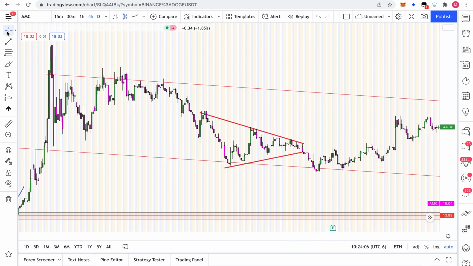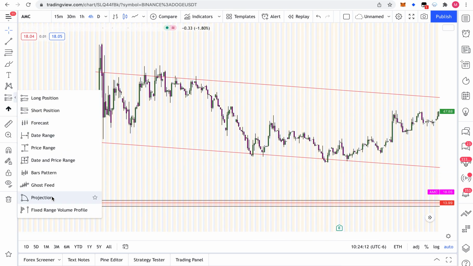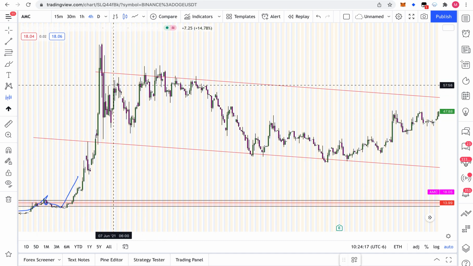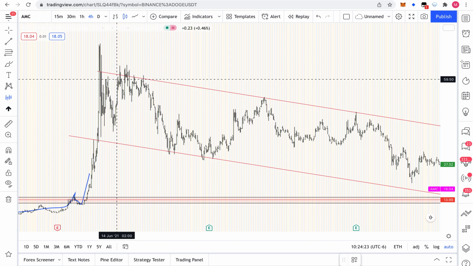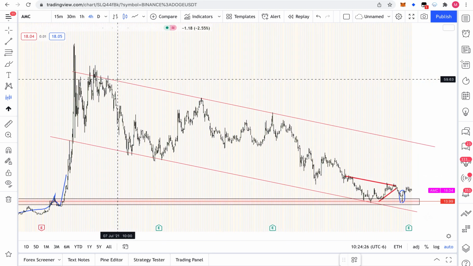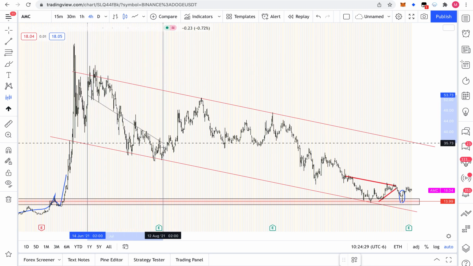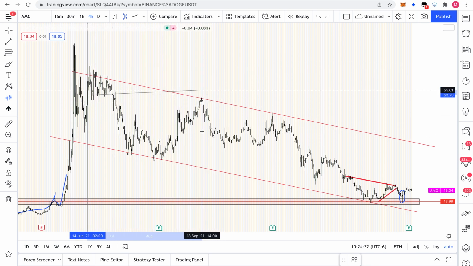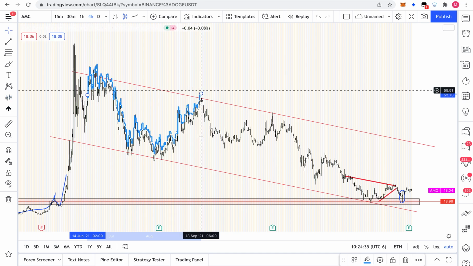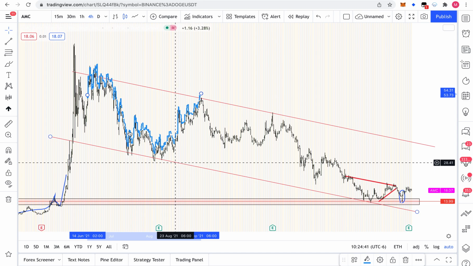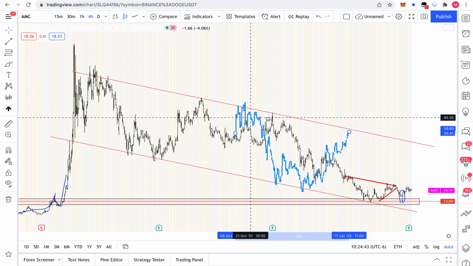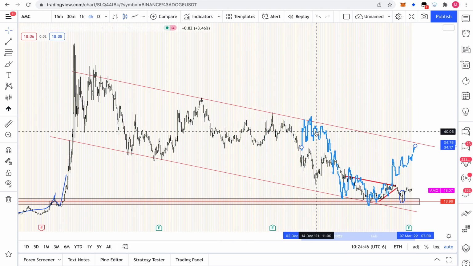Now, if we take this, okay, there's a tool in TradingView that we can actually grab. I think it's this one. So we can actually grab the previous price action. So I'm just going to grab this previous price action all the way to right here. So that's what happened previously, okay? That's what happened previously on AMC.